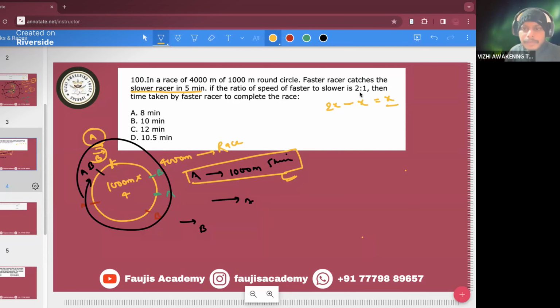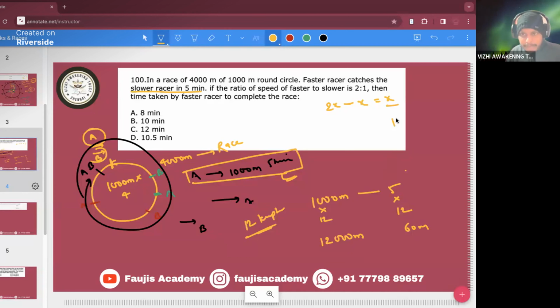One moment. The ratio of the speed of the faster to slower is 2:1, in the time taken by the faster. So basically 1000 meters in 5 minutes. That means multiplied by 12, that means 12,000 meters in 60 minutes. That means 12 kmph. 12 kmph is your relative speed.